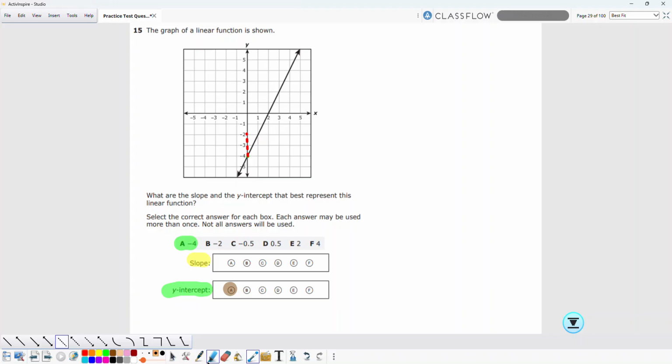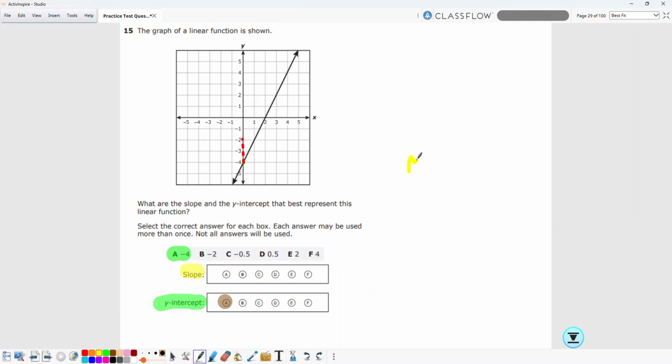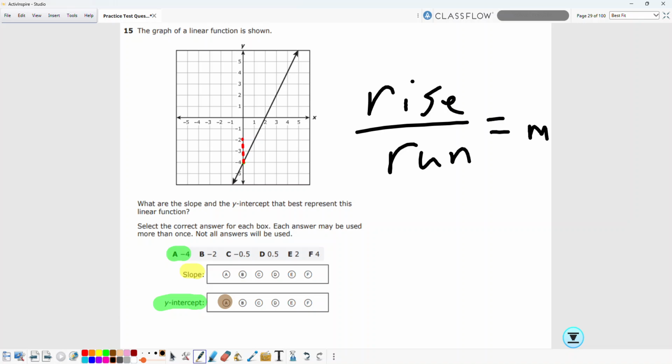So I'm going to write that down. Oh, let's get that another color. Let's make that black. All right. So my rise over run equals M. So as I can see with the red dashed line, my rise is 2.